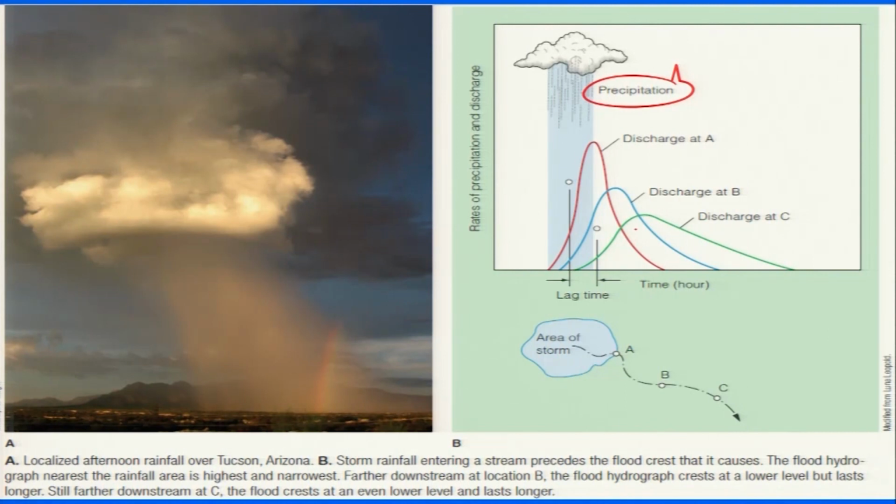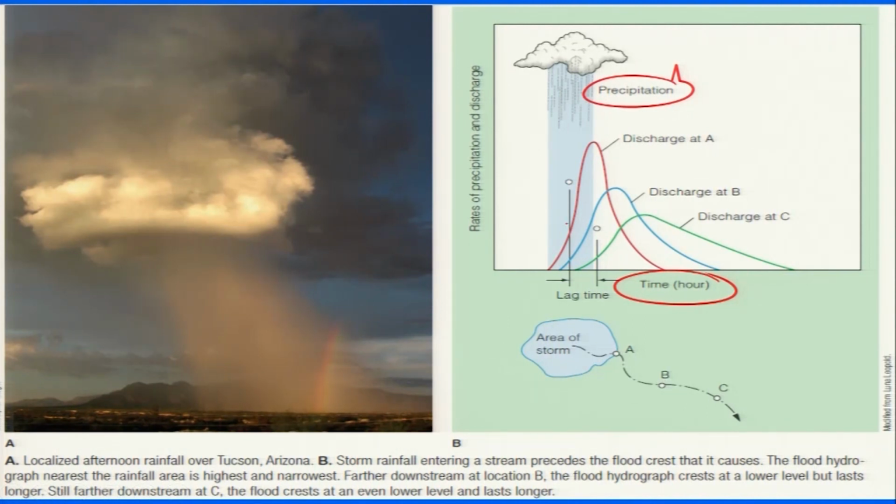So very quickly you will have the area getting into the flooding state, whereas farther downstream at location B over here, the flood hydrograph... what we are looking at is basically the time here, the rate of precipitation and discharge, and the time taken between the first peak of getting into the flood state and the last one. So at location B, the flood hydrograph crests at a lower level, but lasts longer.